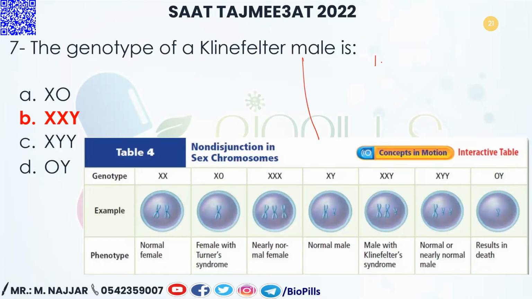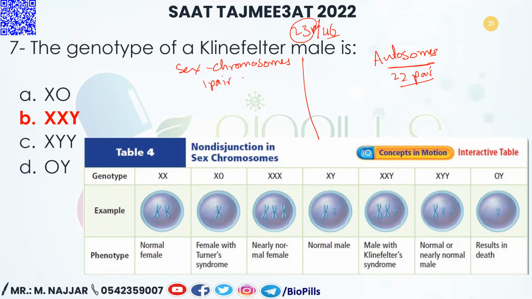We have autosomes, and we have sex chromosomes. How many chromosomes do we have? We have 23 pairs, or we can say 46. So 22 pairs are autosomes, and we have 1 pair, which is the sex chromosomes, chromosome X and chromosome Y.